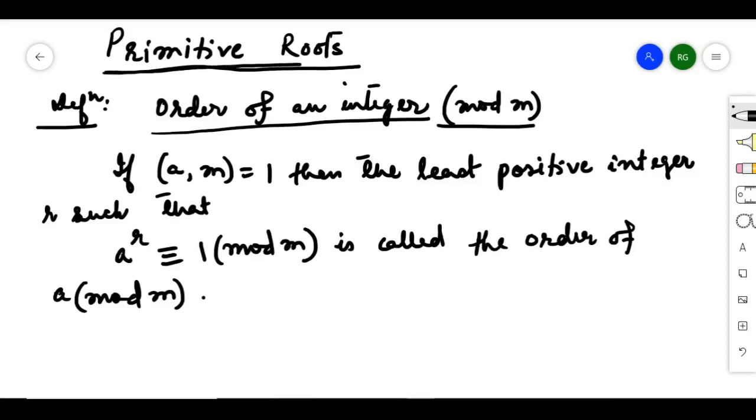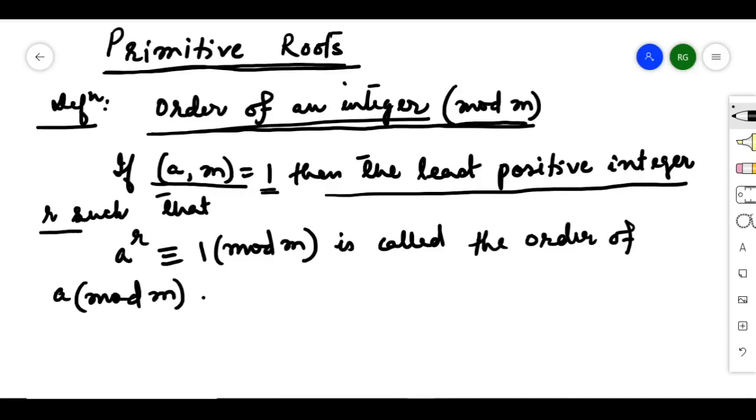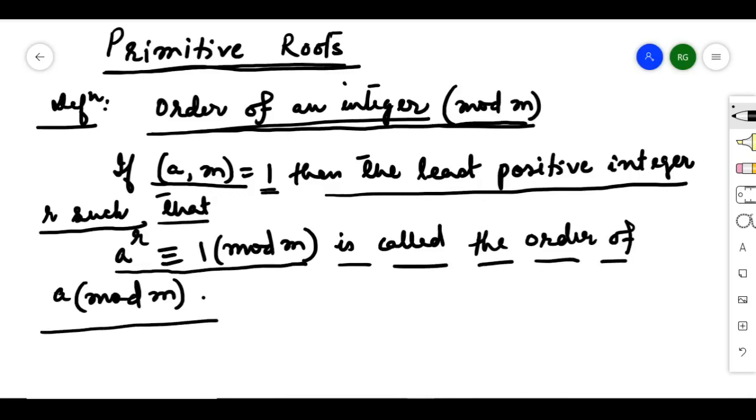So for that, let us first define the order of an integer mod m. Let m be a positive integer. If a and m are two integers such that their GCD is 1, or in other words, they are relatively prime, then the least positive integer r such that a to the power r is congruent to 1 mod m is called the order of a mod m.